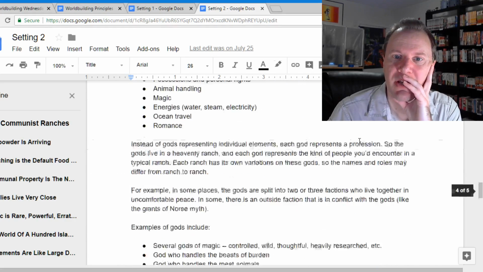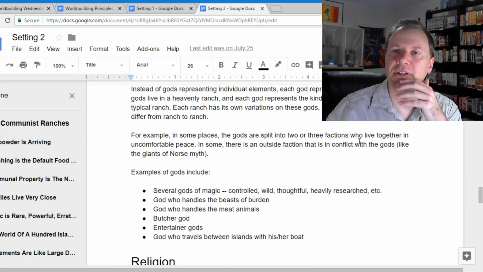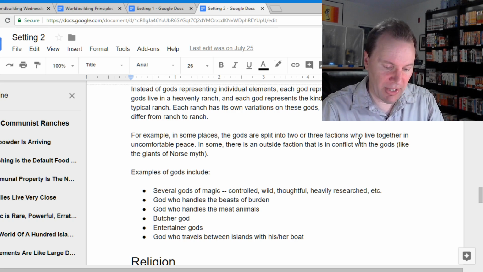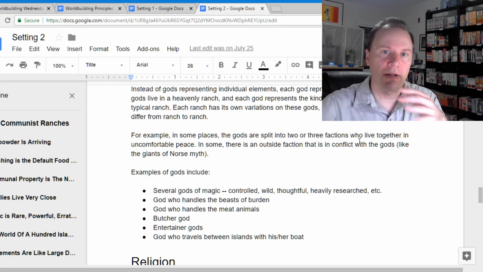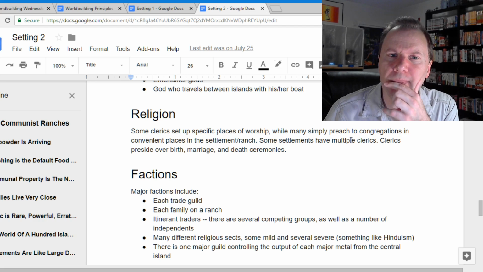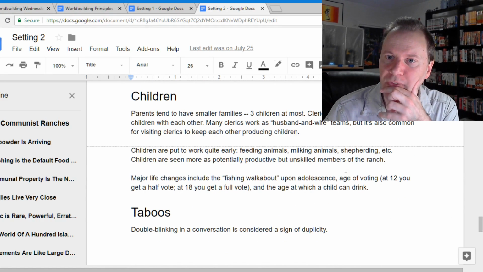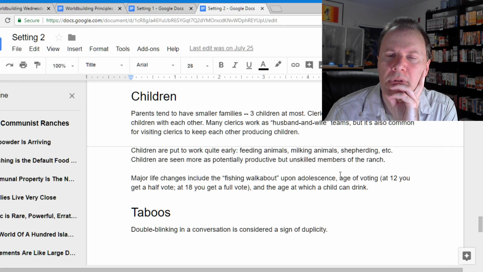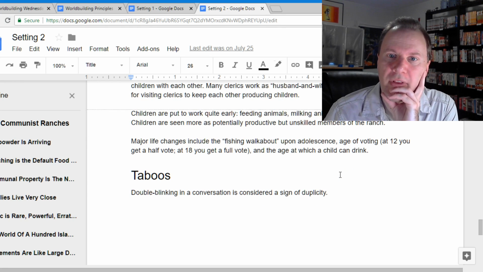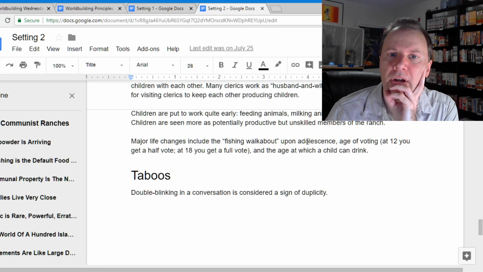Okay, with trade guilds, it's sort of a cross element of society. So all the people in a ranch might be members of different guilds. Probably will be. Religion is kind of diverse. People have smaller families. Clerics generally have a lot of children. Children generally have a lot of jobs on the ranch. There's a fishing walkabout upon adolescence, 12 to 18.